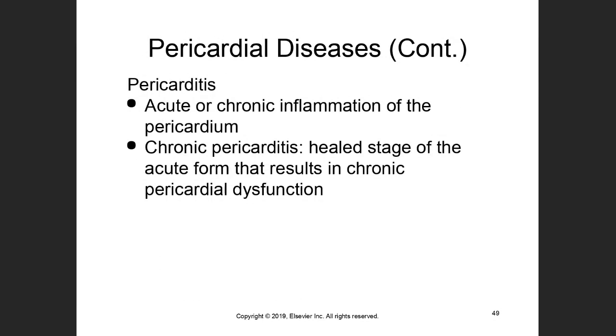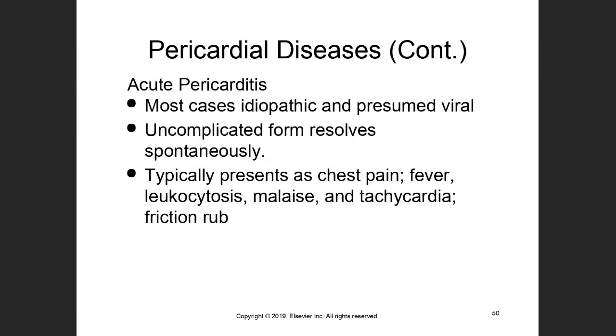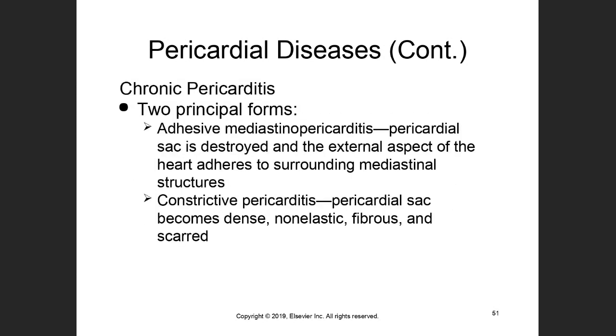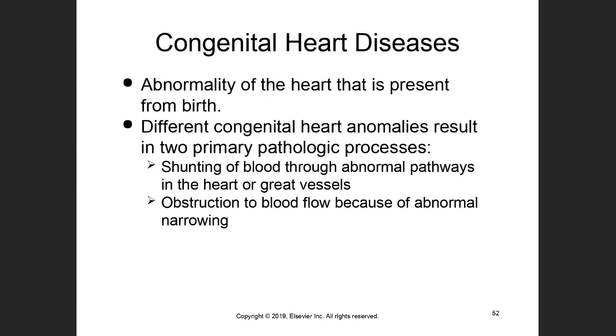Pericarditis is acute or chronic inflammation of the pericardium. Acute pericarditis, most cases idiopathic or presumed viral, same like myocarditis. Uncomplicated forms resolve spontaneously, typically presenting as chest pain, fever, leukocytosis, okay, and friction rub. This is special for pericarditis, friction rub, okay, and diffuse ST segment elevation. Chronic pericarditis, we have two principal forms, adhesions and constrictive pericarditis. Those are the two main forms.